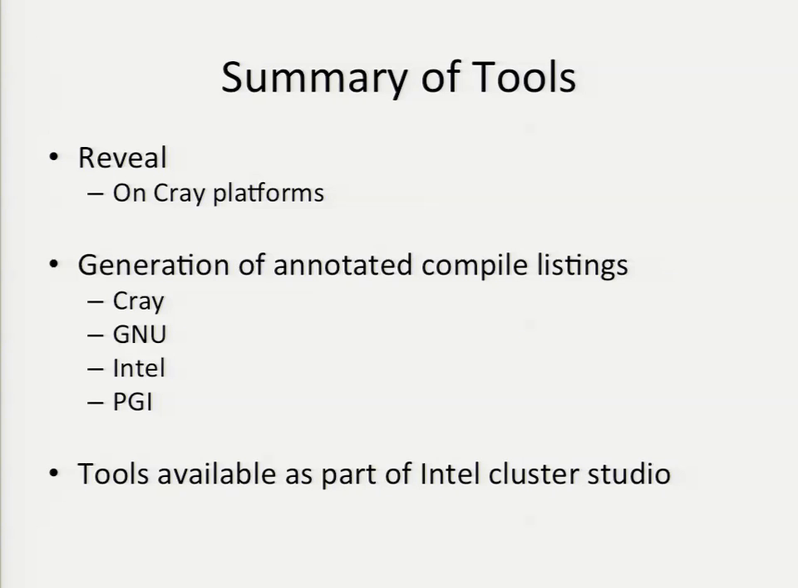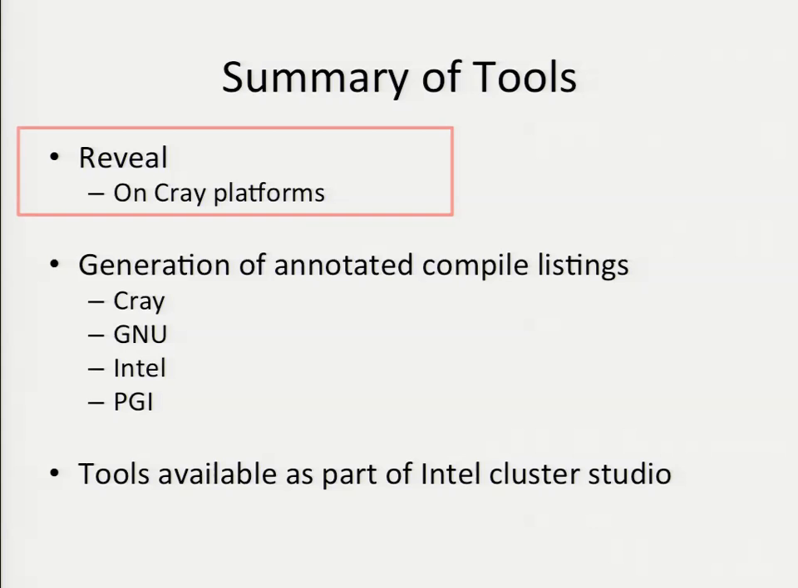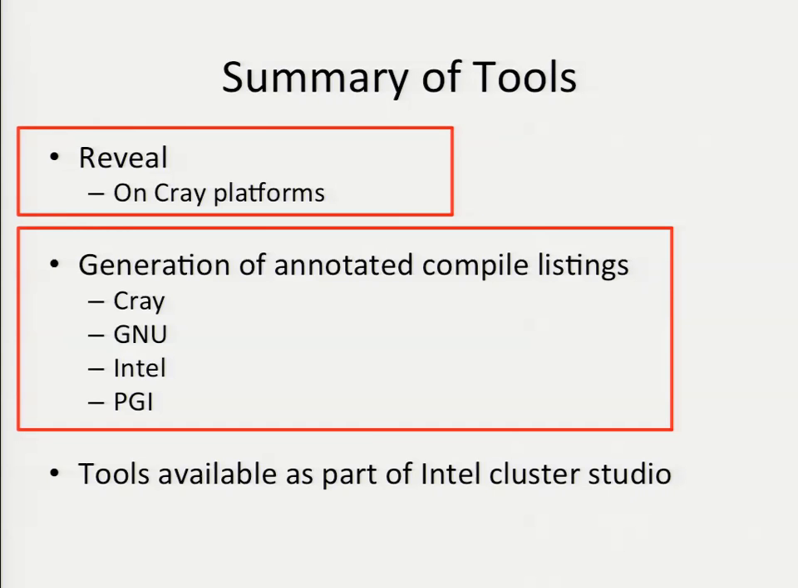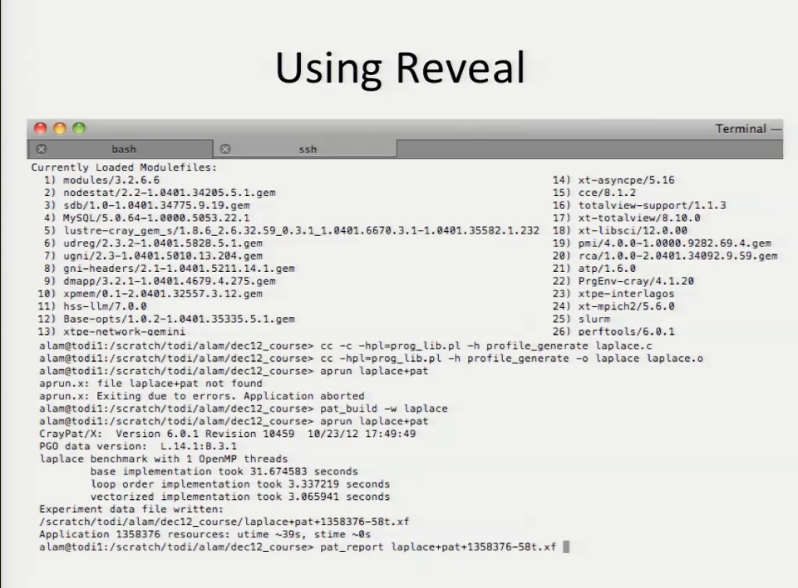So you learned about the second part, the generation of annotated compiler listings, Intel and GNU at least, but you can also do the same for Cray and PGI. But most importantly, I will talk about Reveal. Has anyone heard about Reveal, the Cray Reveal tool? Come on, you should not say that. And then I won't talk about this other one.